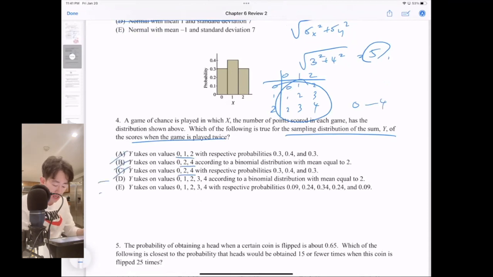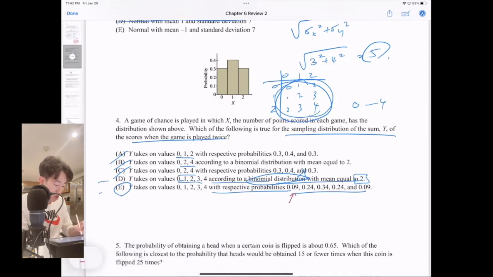Now, between D and E, Y takes on values 0, 1, 2, 3, 4 according to a binomial distribution with the mean equal to 2. Now, because it's a sum of the two, a binomial distribution means you really have two outcomes, but it seems to me that you have multiple outcomes here. So a binomial distribution is not the best way to describe this. With respective probabilities 0.09, 0.24, yes, E is the correct answer.